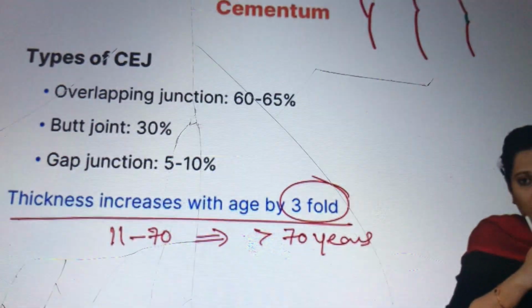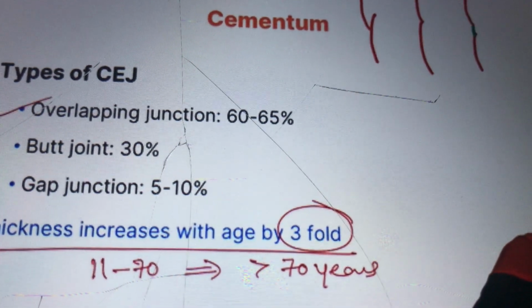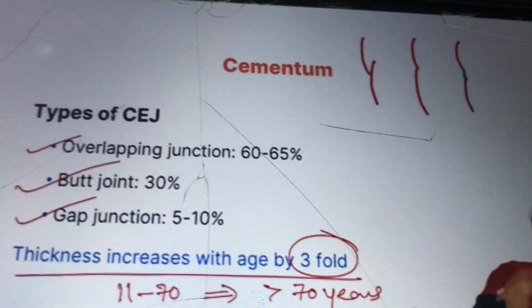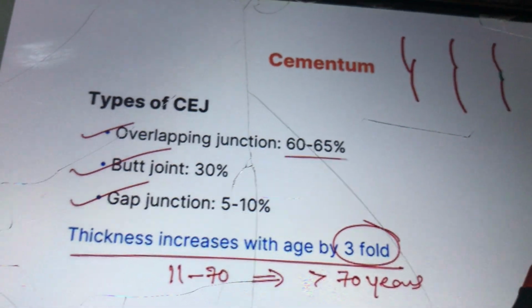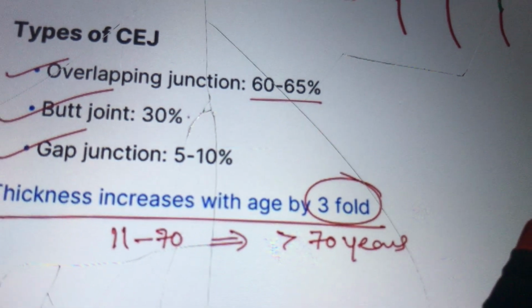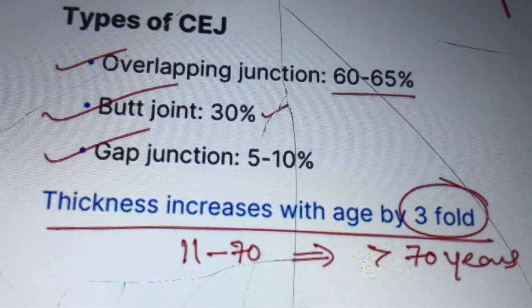There are 3 types of junctions that have been noticed. One is your overlapping junction, you have your butt joint, and you have your gap junction. The overlapping junction is seen in about 60 to 65% of cases. The butt joint is seen in about 30% of cases, and the gap junction is seen in about 5 to 10% of cases.